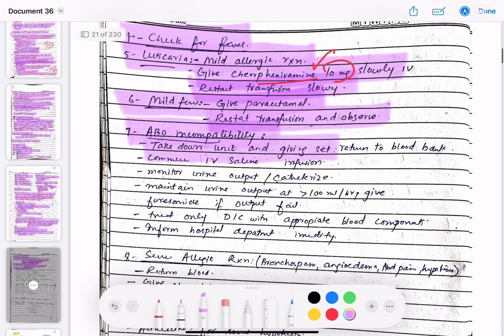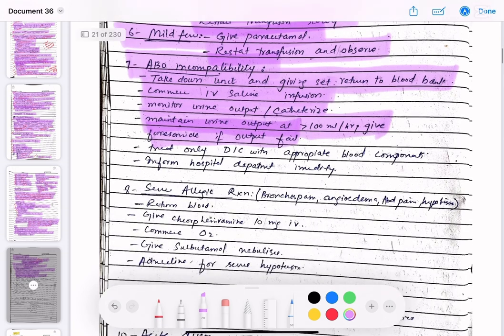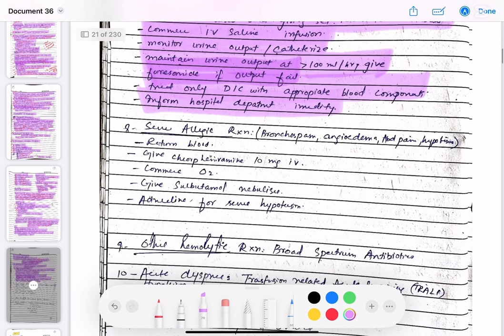For ABO incompatibility, take down unit and giving set and return to the blood bank, then commence intravenous saline infusion, then monitor urine output or catheterize, maintain urine output at greater than 100 ml per hour, give furosemide if output fails. Treat DIC with appropriate blood components and inform the hospital department immediately. In case of severe allergic reaction, that is bronchospasm, angioedema, abdominal pain, and hypotension, return the blood.